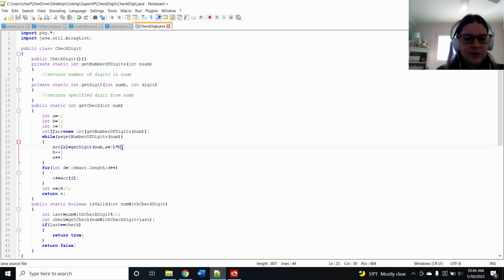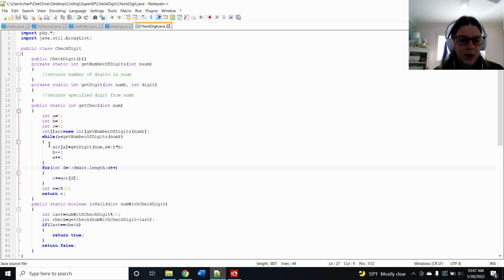And then times b, because our definition for a check digit was that you multiply the first digit times 7, the second digit times 6, the third times 5, and so on until you run out of digits. After that, we do b minus minus. That's the same thing as plus plus, we're just subtracting 1 from b, so b goes to 6, and we're adding 1 to a. We keep doing that until we reach the number of digits, and then we stop, because if we did it one more time, we'd be pushing past the number of digits, and that would probably give us an error in this method.